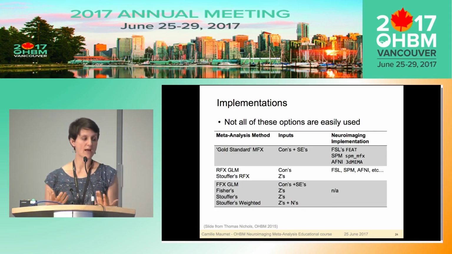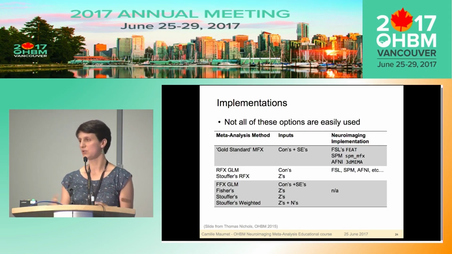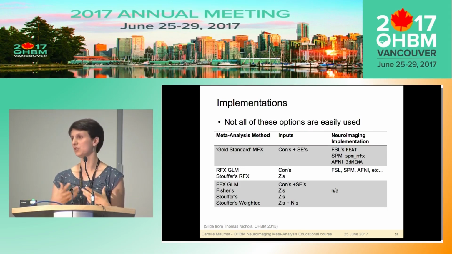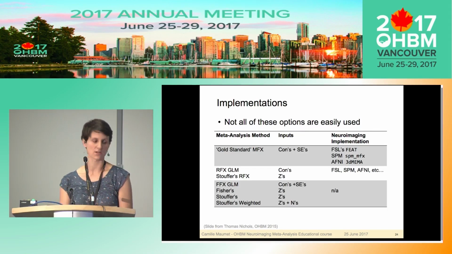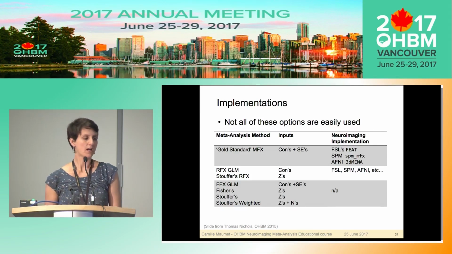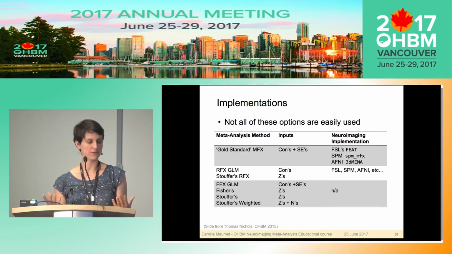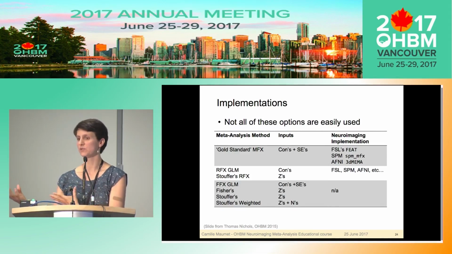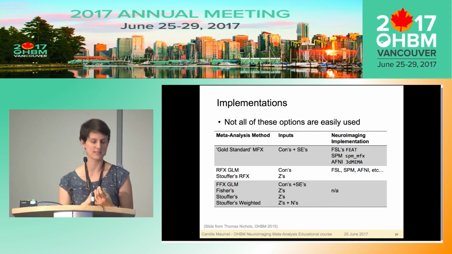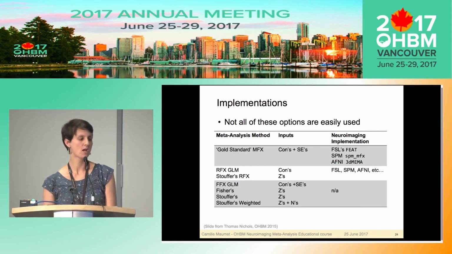If you want to perform a random effects GLM, where you only use the contrast maps, then in FSL, you can use FEAT again with the OLS option. In SPM, this is the default approach at the group level. And in AFNI, you can use 3dttest. The Stouffer's random effects is basically using the very same tools, but with the Z-statistic maps as input.